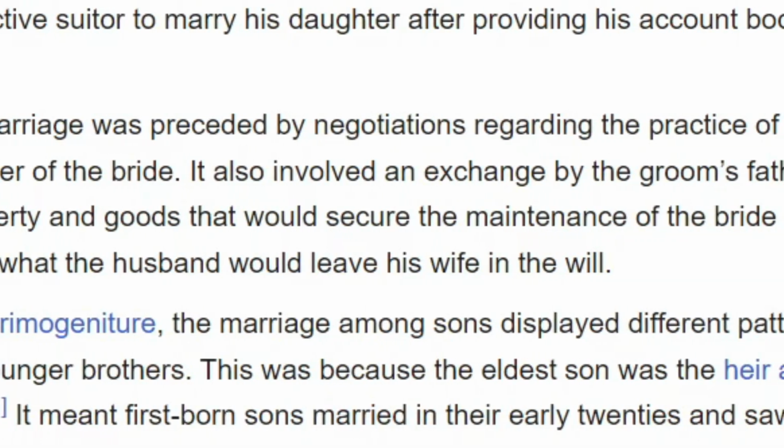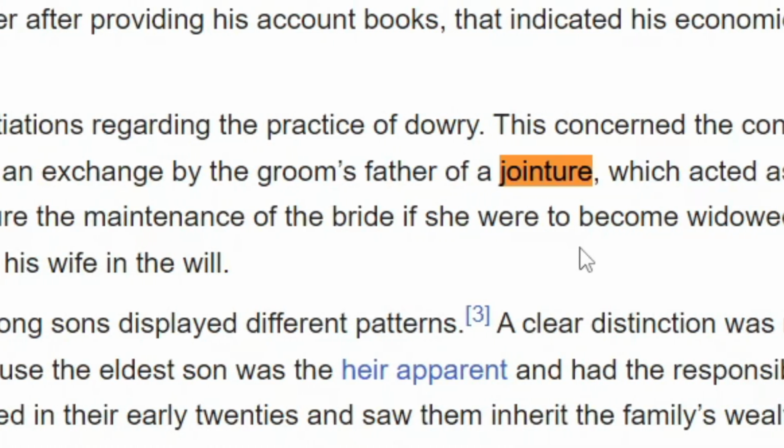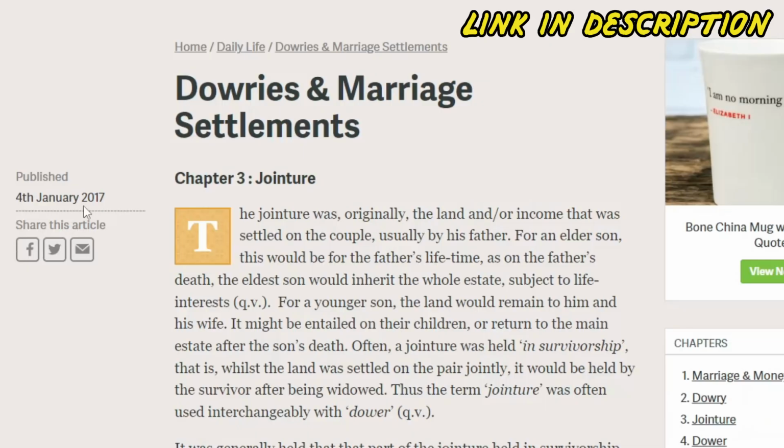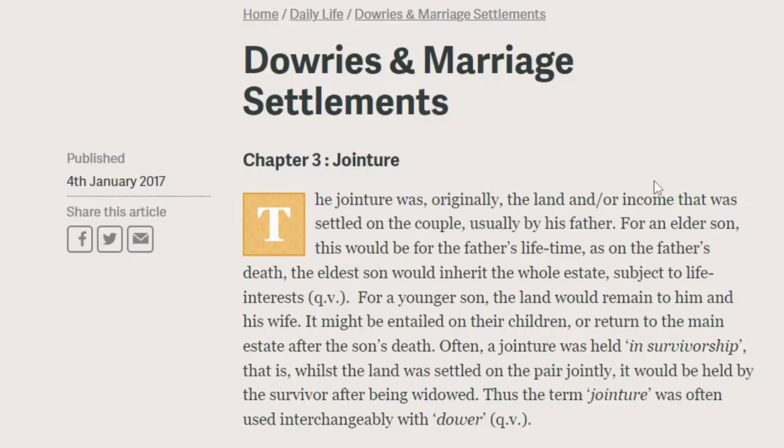Okay, this is interesting. Well, I never really understood that. So cash and goods would be provided by the father of the bride, and then the groom's father would provide a jointure acting as a pension, guaranteeing money, property and goods that would secure the maintenance of the bride if she was to become widowed. Okay, that's really interesting. This is an article from 2017 from Tudor Times. There's a whole chapter on jointure, crikey. Right, dowries and marriage settlement.